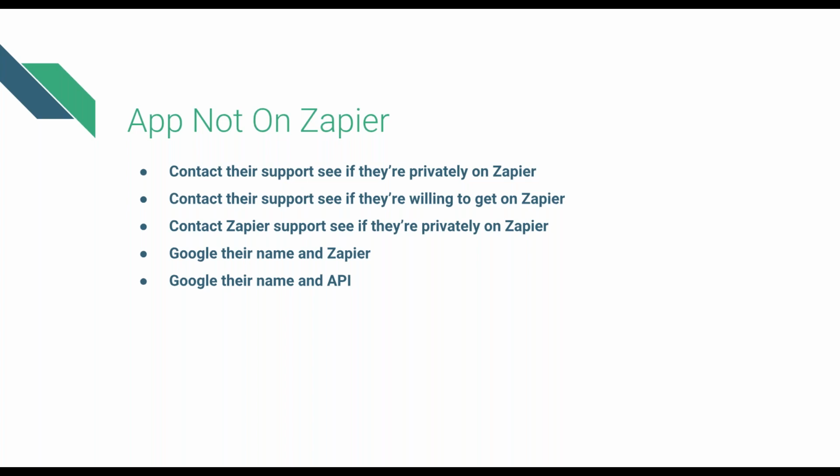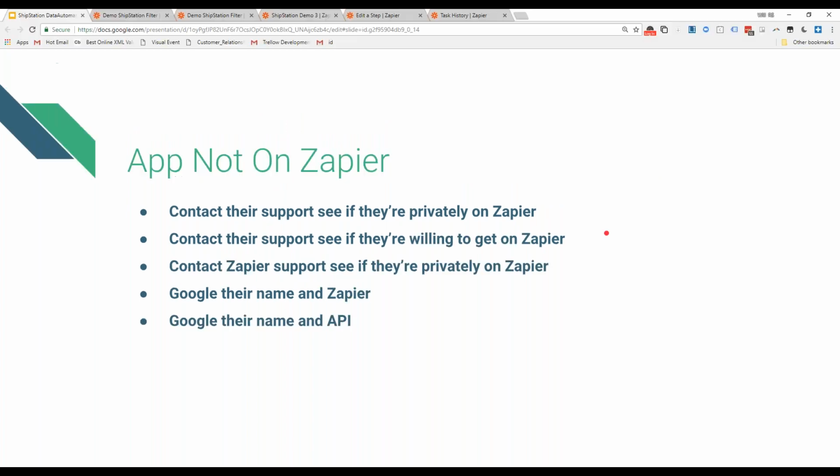And then lastly, we recommend looking for whether or not they have an API, because generally speaking, if they don't have an API yet, they're probably not going to have a Zapier integration. But if they do, there's a good chance that it can be built or maybe is in the works.